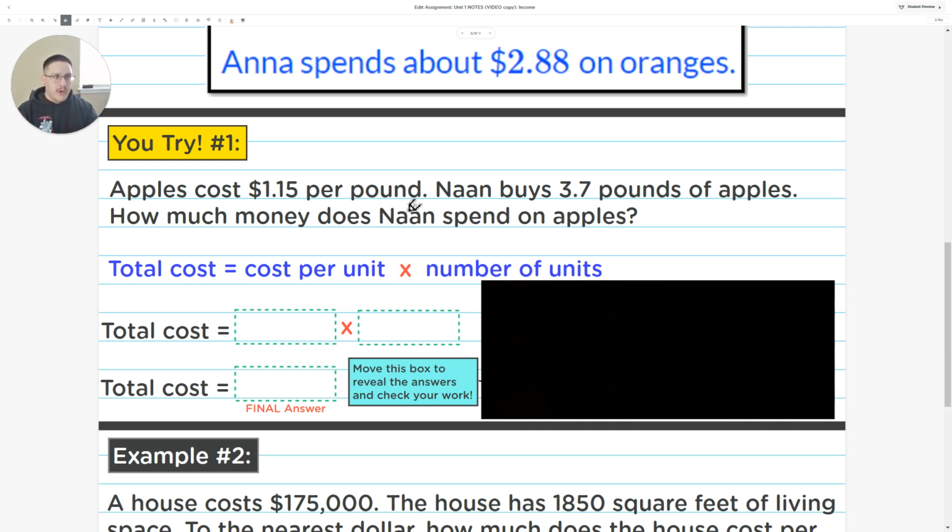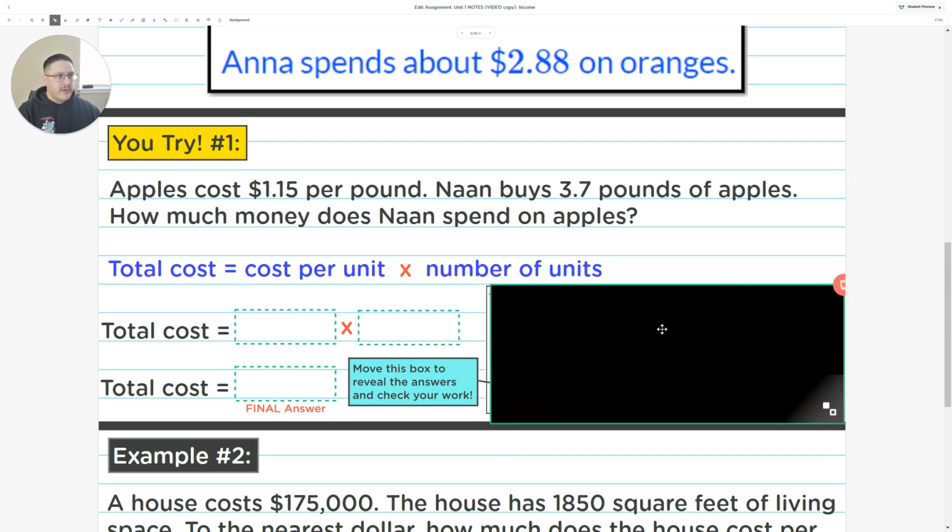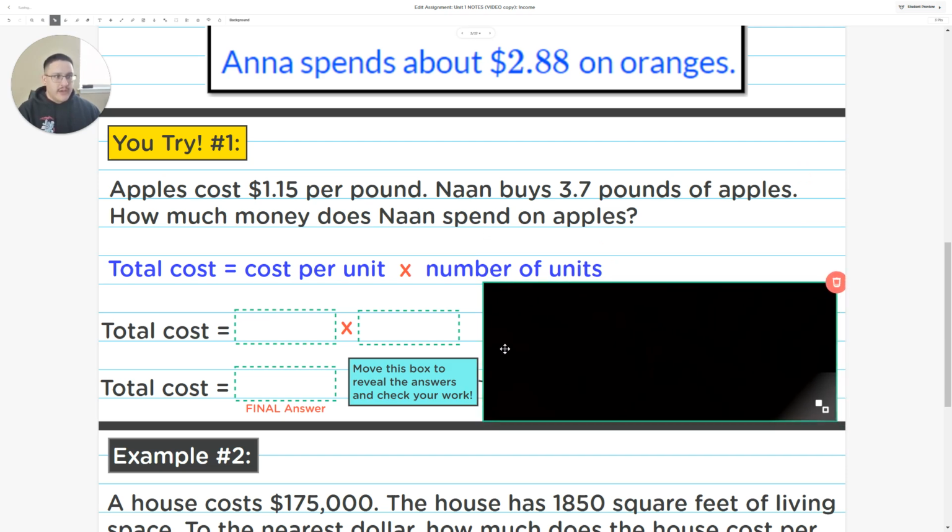Preferably try this problem on your own and practice before you see my answer. If you're on class kick, you can always move this box to check your answers, by the way, and see if you did all the steps correctly. But anyways, here we go. So, apples cost $1.15 per pound. Nan buys 3.7 pounds of apples. How much money does Nan spend on apples?